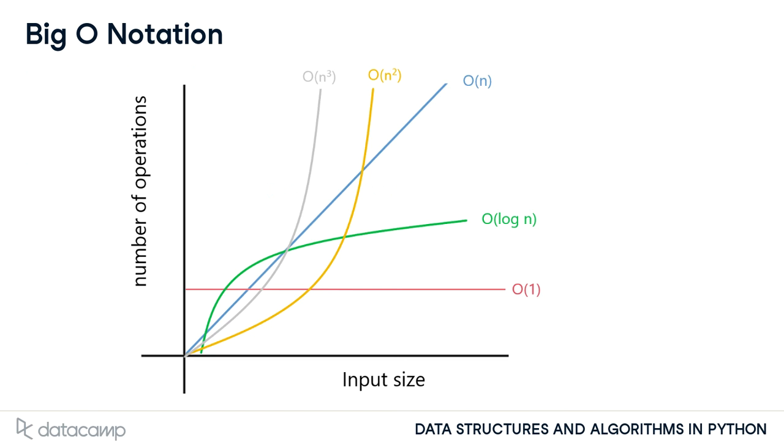O of n follows a linear path. The number of operations increases proportionally with increase in input. O of log n has logarithmic time complexity. O of n squared is called quadratic time, and O of n cubed, cubic time. The number of operations in these algorithms increases by a lot when we increase input.